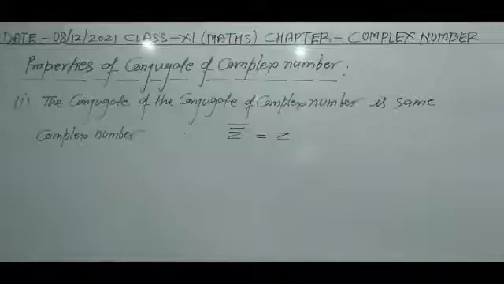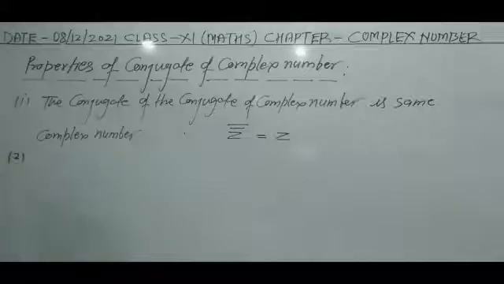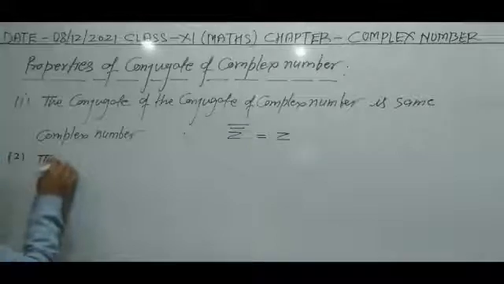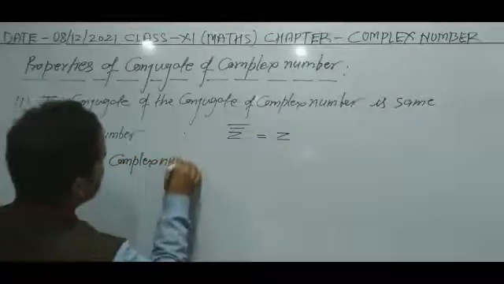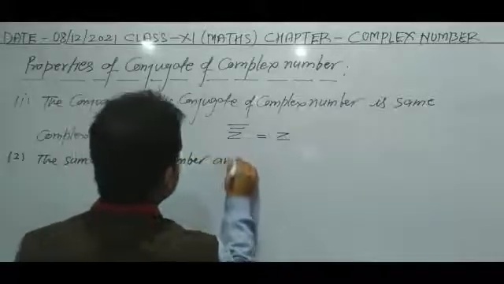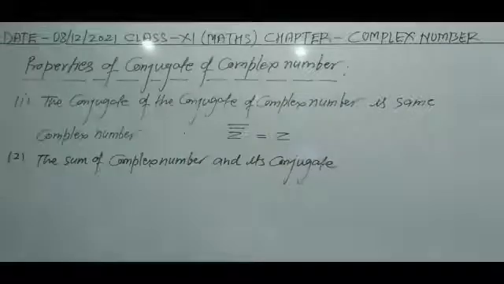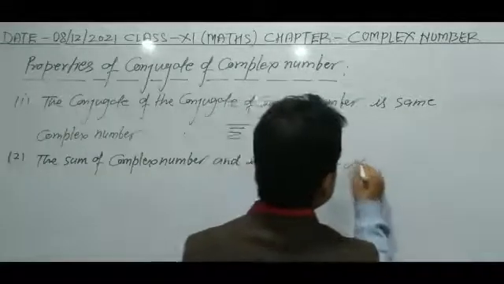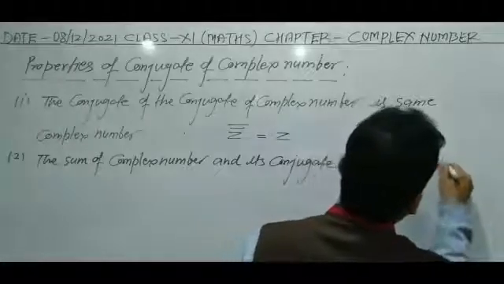See, now second is the sum of complex number and its conjugate is real number.